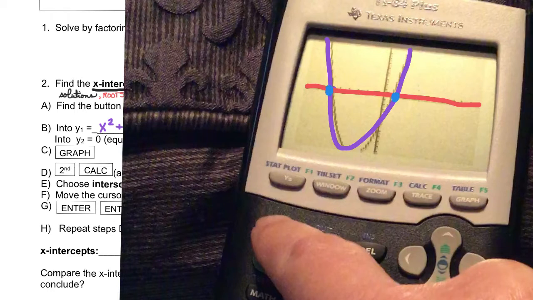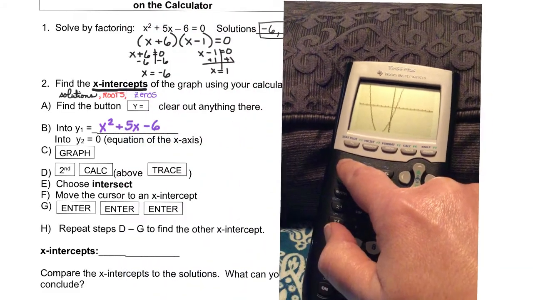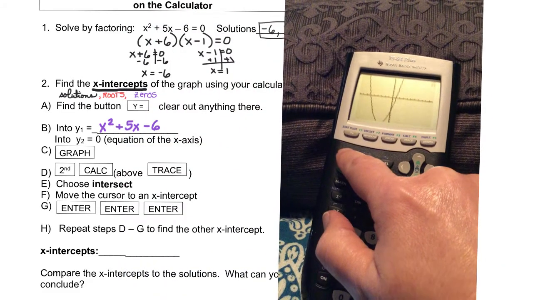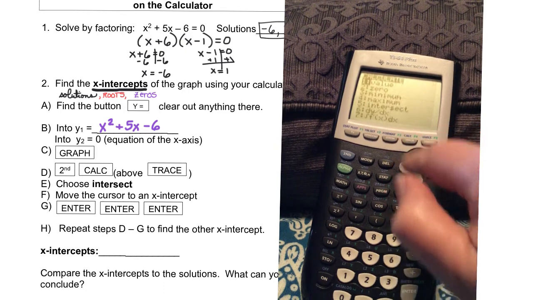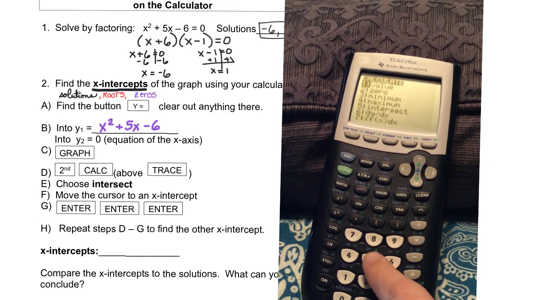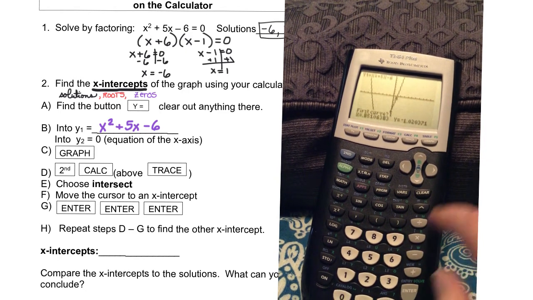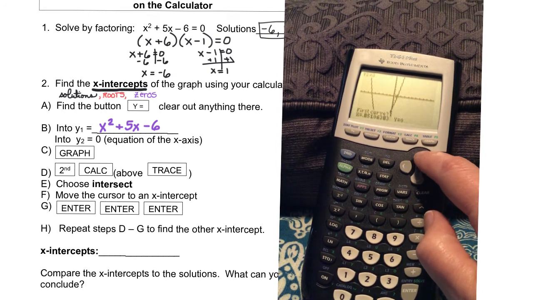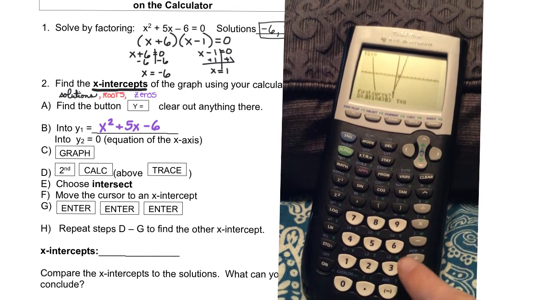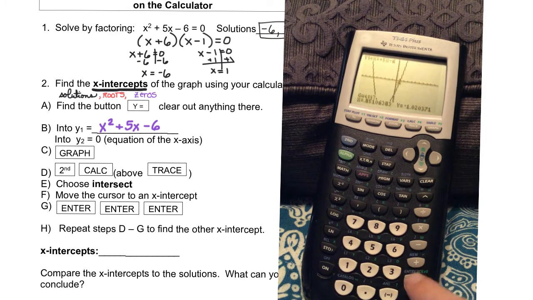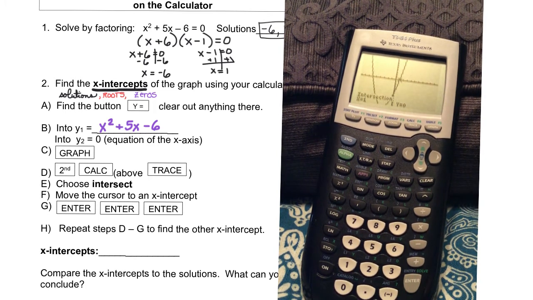Now to find those solutions or x-intercepts, we'll press second trace, and we're looking for an intersection, number 5. Get very close to the x-intercept. Press enter, enter, enter, and then you find the intersection.